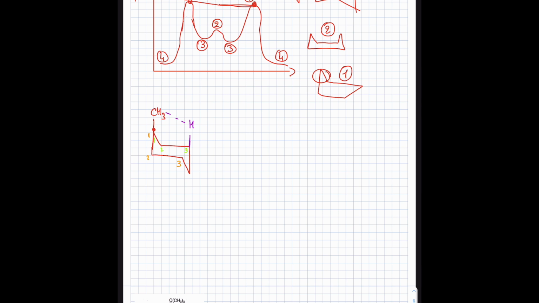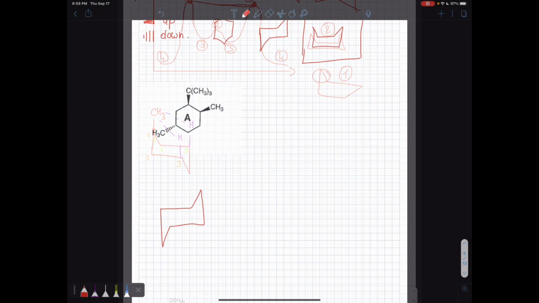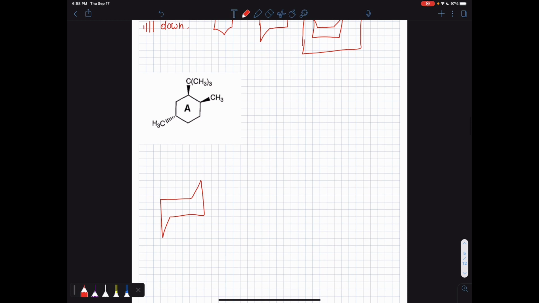There's strain between those hydrogens, right? And it will be even worse if we have a methyl or an ethyl or anything. And that's why you don't want to have groups on axials in general. So always try to avoid having groups or big groups on axial compared to equatorial. So looking at this, we know that wedges is going to be up. So this is up. And then dashes is going to be down.